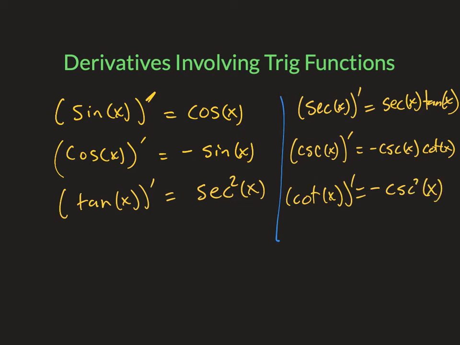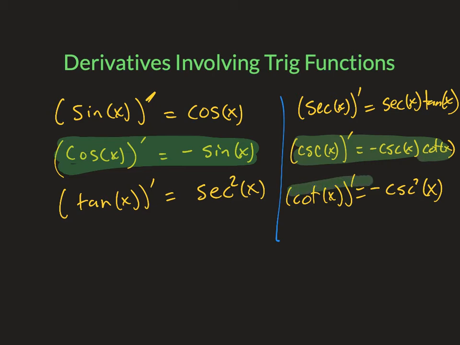One thing I want you to notice is all of the functions that start with co have negative derivatives. So the derivative of cosine is negative sine. The derivative of cosecant is negative cosecant of x times cotangent of x. And the derivative of cotangent is negative cosecant squared of x.